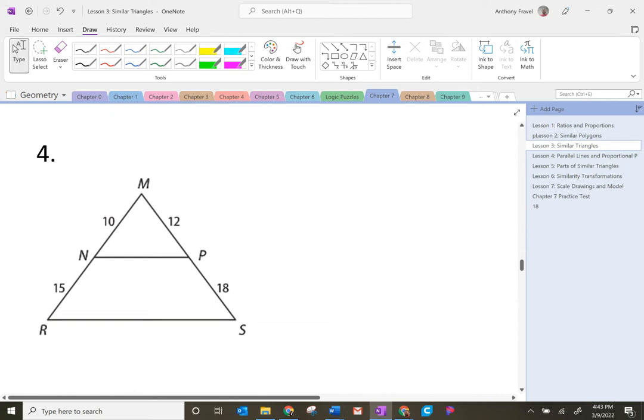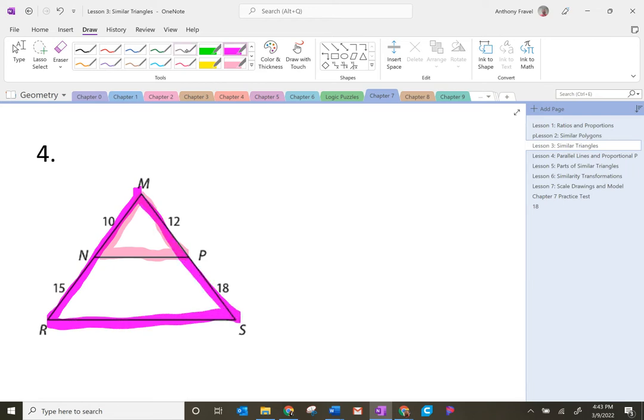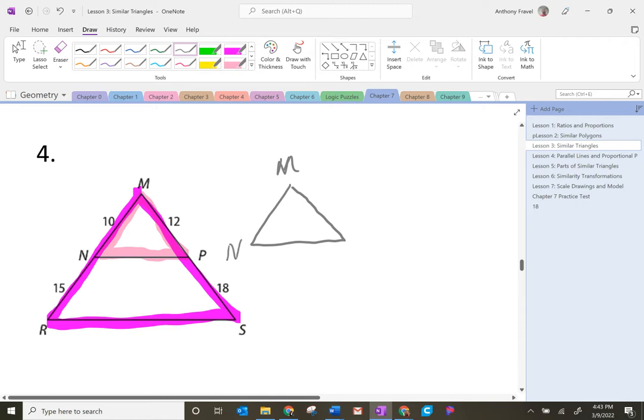But as I look at these shapes, I'm going to redraw it again just so we can see what's going on. Realistically, even though I've got this whole entire triangle right here, I've got this triangle right here, and then I also have a bigger triangle right here. So I'm going to draw those two different triangles. I've got one small triangle right here, and that'll be M, N, and then a P. And then I've got that bigger triangle.